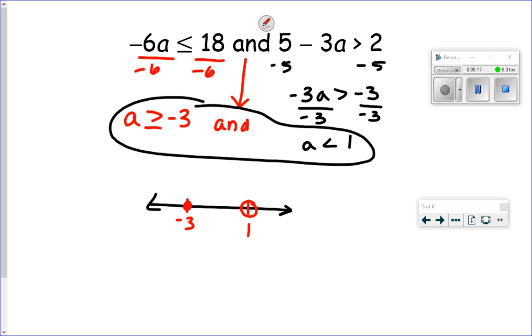And it says a is greater than or equal to -3, so that means this shading is going to go this way. For a is less than 1, that means it's going to go this way. So I need to shade where those two overlap, which is in between.